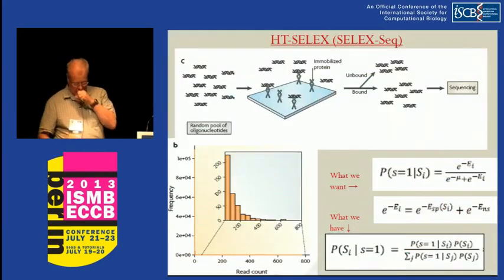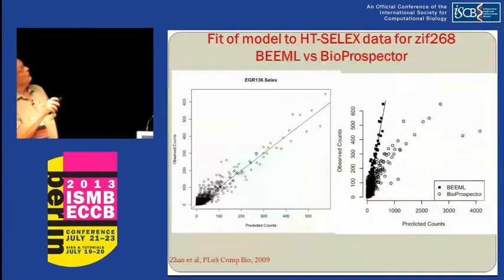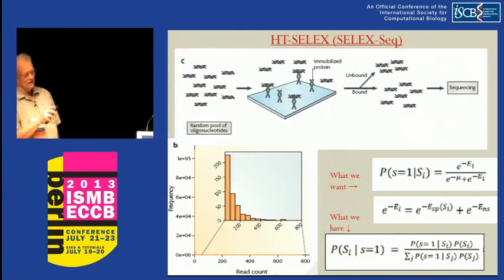So we called it high throughput SELEX. I think SELEX-Seq is actually a better name, and that's what most people call it now. SELEX is an old method. It was actually invented by my thesis advisor, but I wasn't involved in it at that time. It was originally designed to select for RNAs that would bind to proteins, but most people have adapted it to DNA binding proteins.